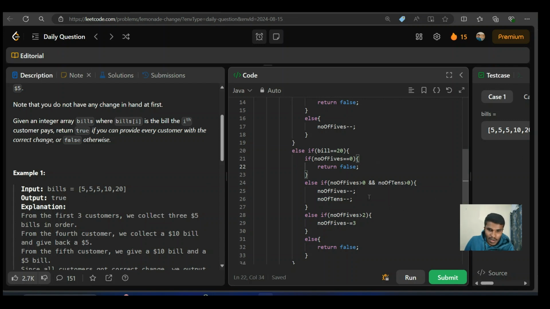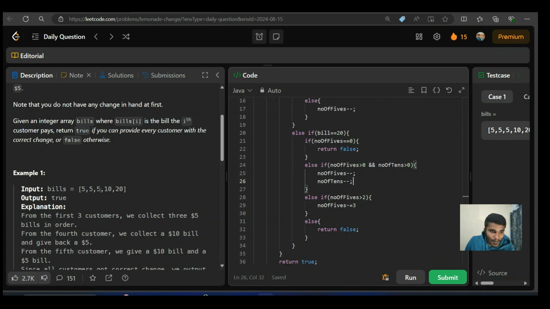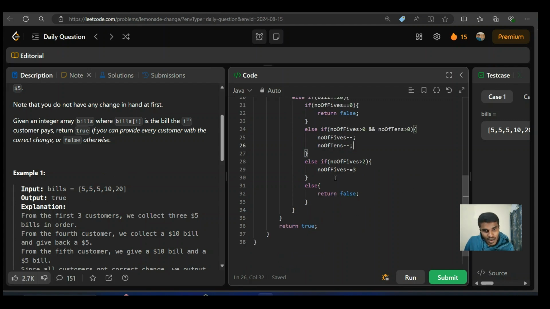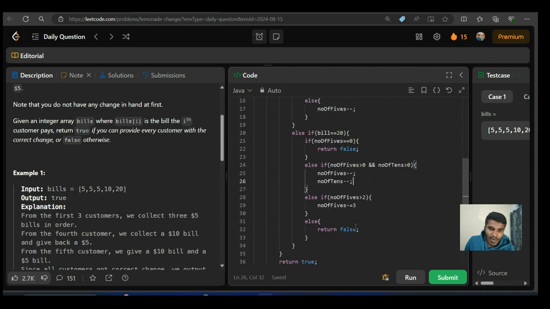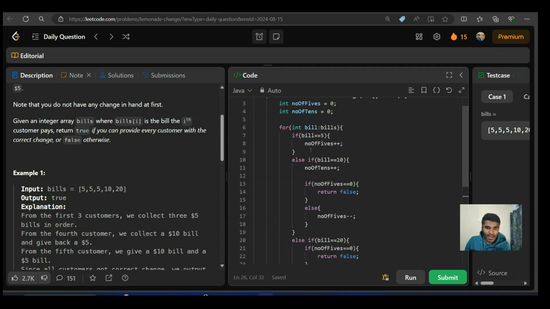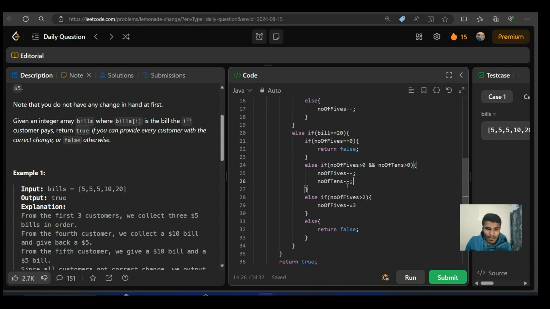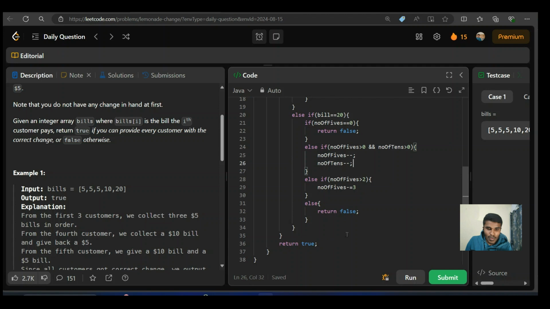Otherwise, if number of fives is greater than 0 and number of tens is greater than 0, I'll pick one 10 coin and one 5 coin and return them to that customer. That is how I am decrementing these two variables here. And else if we have three 5 coins, then also we have a chance to return these three coins to that customer. If it is also not possible, then I'm returning false directly. So if the program comes out of the for loop, then we are returning true. That means we have a chance to return change to the customers.